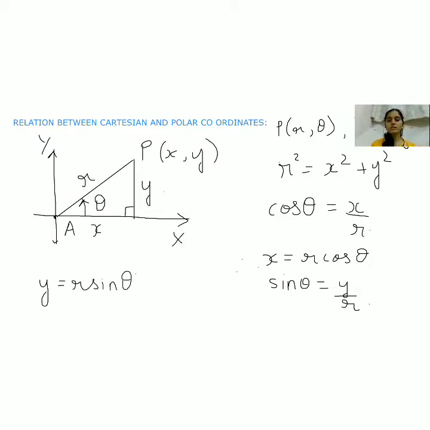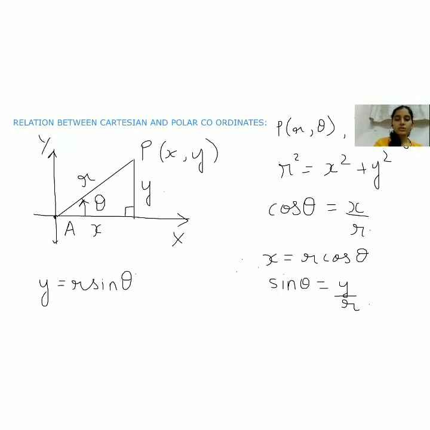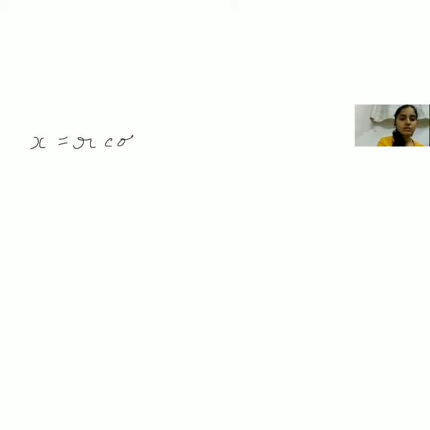So what is the relation between the polar coordinates and the Cartesian coordinates? x is equal to r cos theta, and y is equal to r sin theta. So we have this as a relation between the polar and the Cartesian coordinate system.